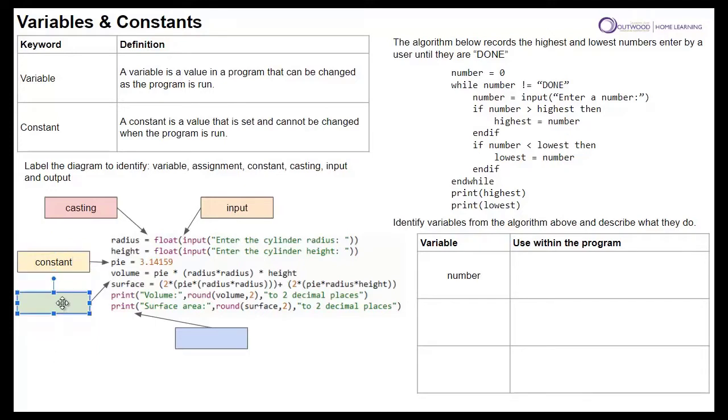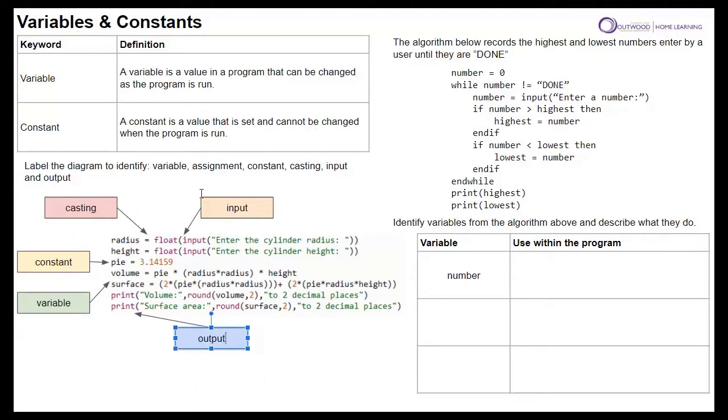The next one is some calculations. Volume equals and surface equals. Okay, there's some calculations going on there, but those are pointing at variables. They are variables because they can change depending on what the radius and height are. And finally, in the blue box, it's got print, which is output.